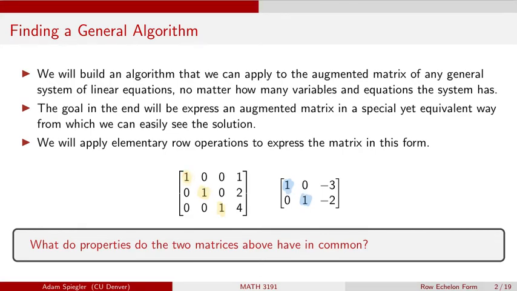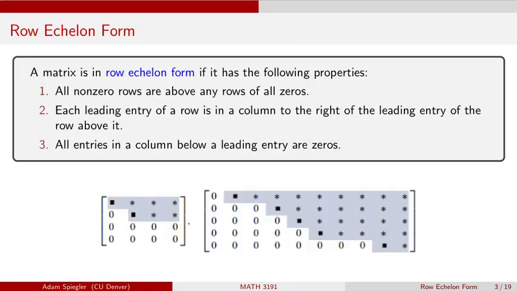And lastly, what was really convenient with these solutions was that above each of these leading entries are all zeros, and below each of these leading entries is also all zeros. And once we have a matrix in a form like this, again, we can read the solutions pretty quickly from that augmented matrix. So let's summarize some of those key properties that we started to discuss from the previous slide.